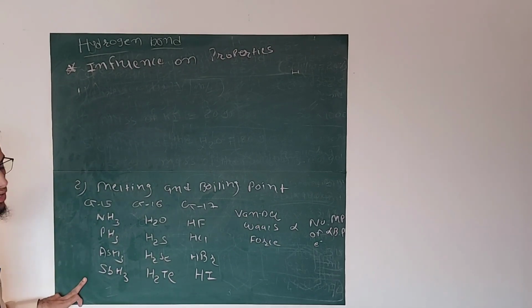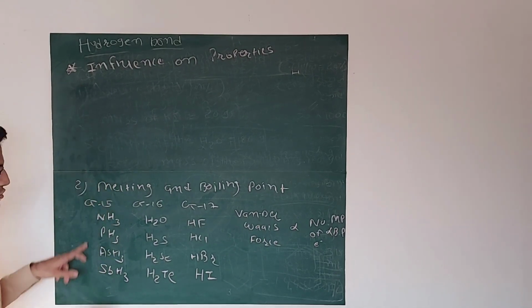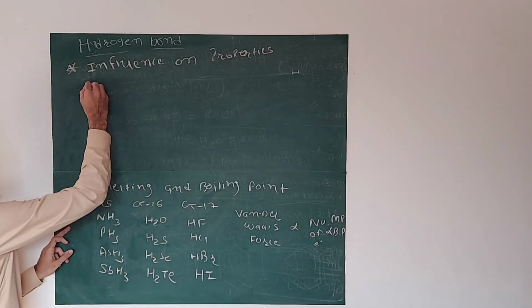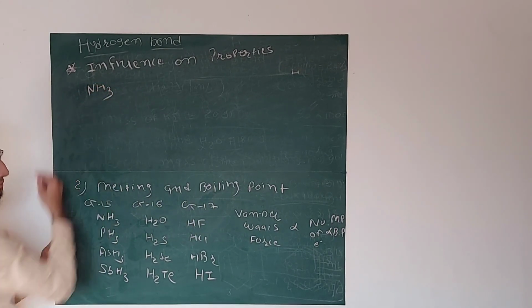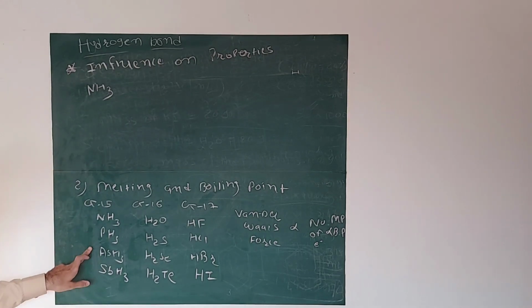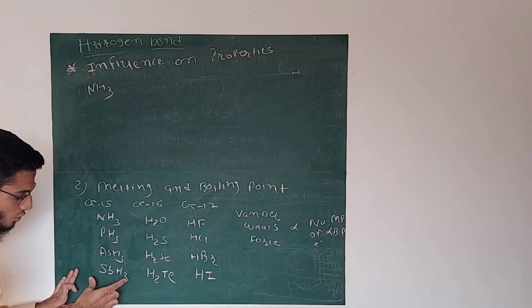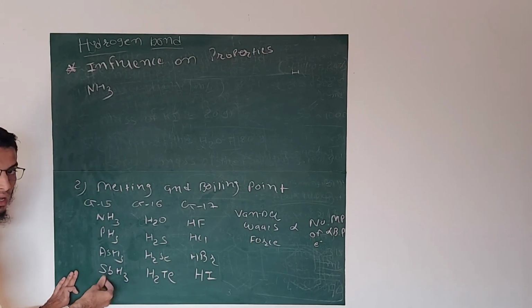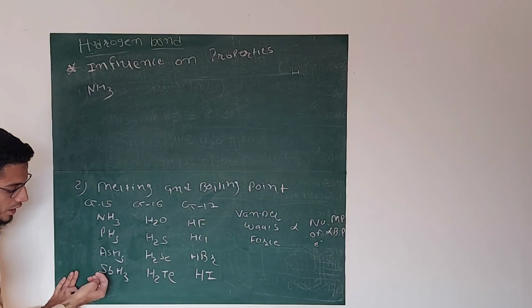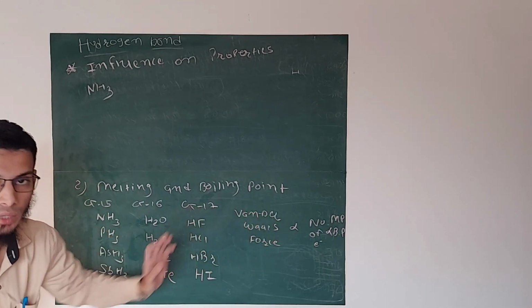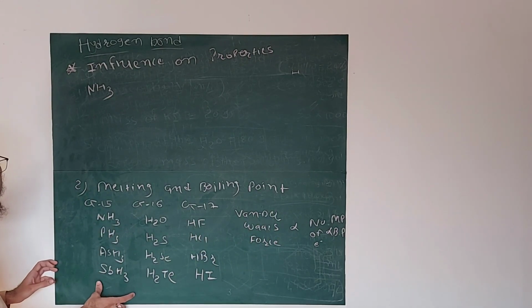So in this case, the first will be NH3, as the strength of hydrogen bonding, melting point and boiling point will be higher in this case. Then in this case, PH3, arsenic and antimony hydrides. You know that as the number of electrons increases, Van der Waals force increases. So the number of electrons will be higher for antimony hydride. So it has more strong Van der Waals force between the two molecules, so the melting point and boiling point will increase in this case.